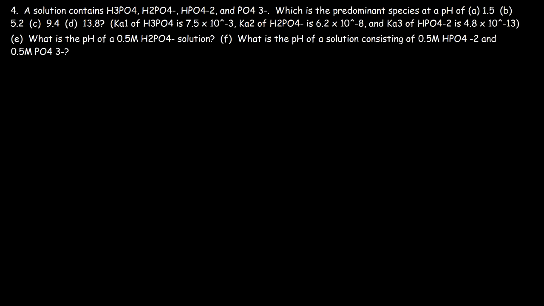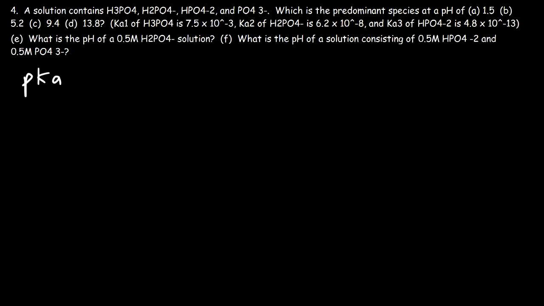So here's the last problem. We have a solution that has these four species: phosphoric acid, hydrogen phosphate, dihydrogen phosphate, and phosphate as well. Which is the predominant species at a pH of 1.5? Now we're given the Ka values, so what we need to do is calculate the pKa values.